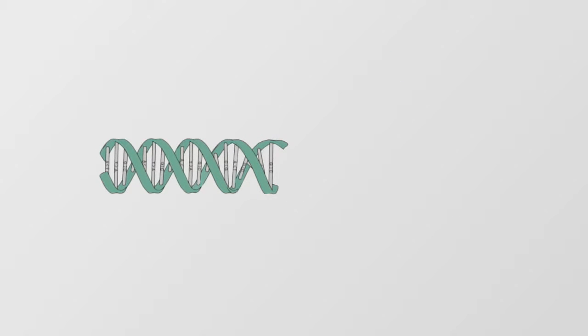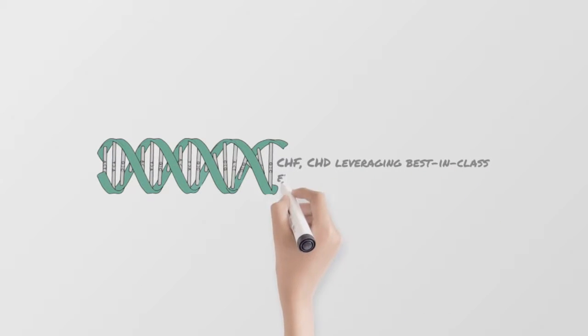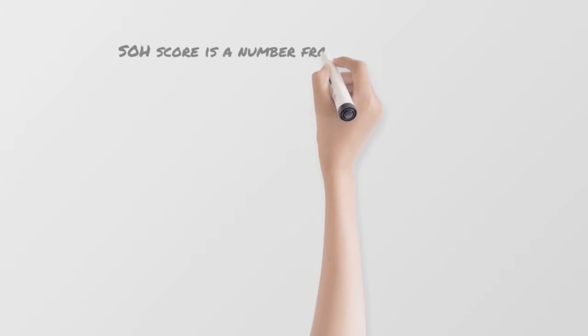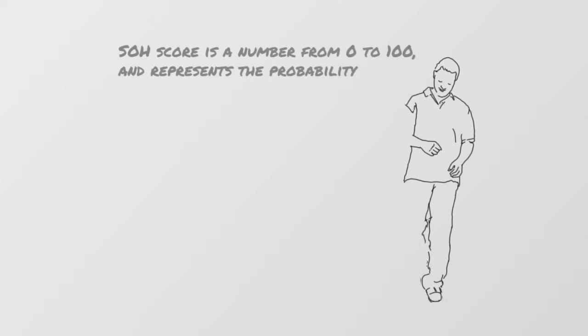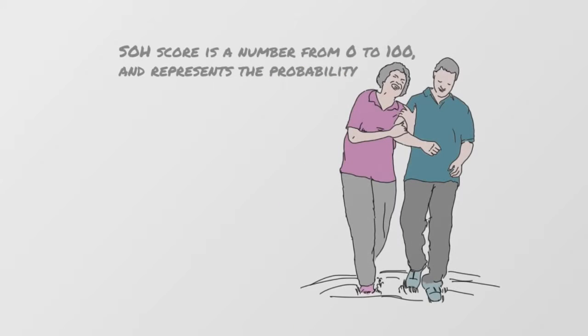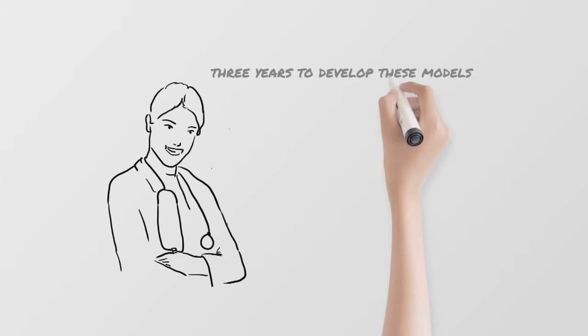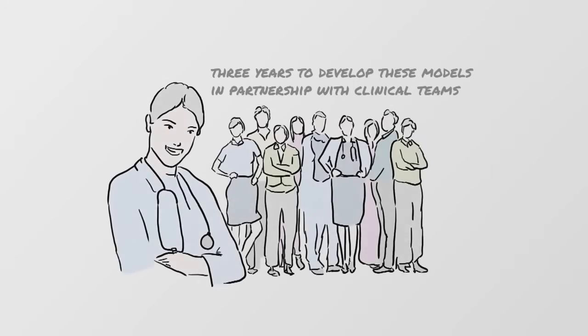SOH models are built for each chronic disease like diabetes, CHF, CHD, leveraging best-in-class evidence-based models. The SOH score is a number from 0 to 100 and represents the probability the patient will have a high-cost intervention due to a complication from a disease. PSCI took more than 3 years to develop these models in partnership with clinical teams and make them applicable to care management and population health programs.